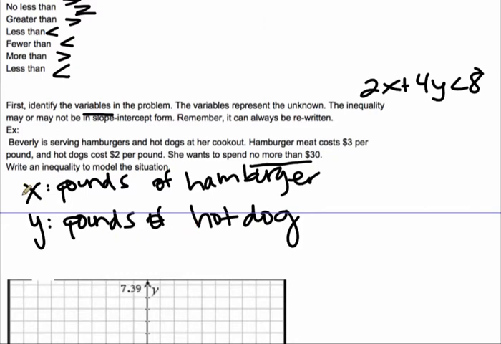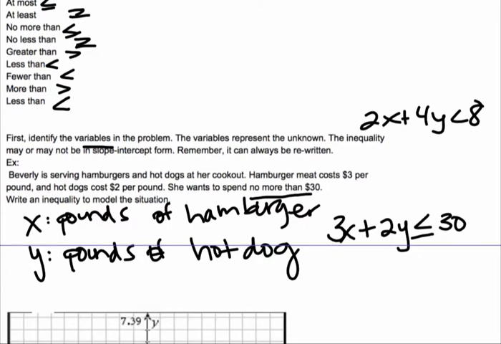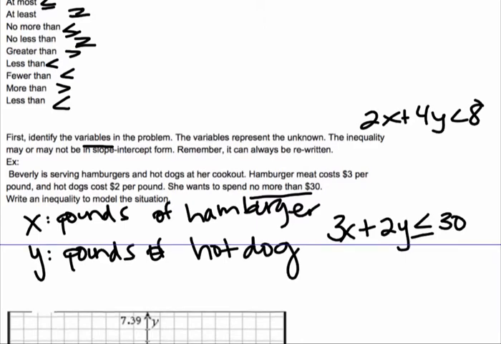Now that I know that X represents the number of pounds of hamburger and Y represents the number of pounds of hot dog, I can write an inequality to model the situation. It says $3 per pound for hamburger, so we're going to multiply X times 3. And she's buying hot dogs, which is $2 per pound. Notice I'm putting the right variable next to the right number. And that needs to be no more than $30, so that's going to be less than or equal to 30. No more than, remember we did that up here: no more than is less than or equal to. So there's my inequality.